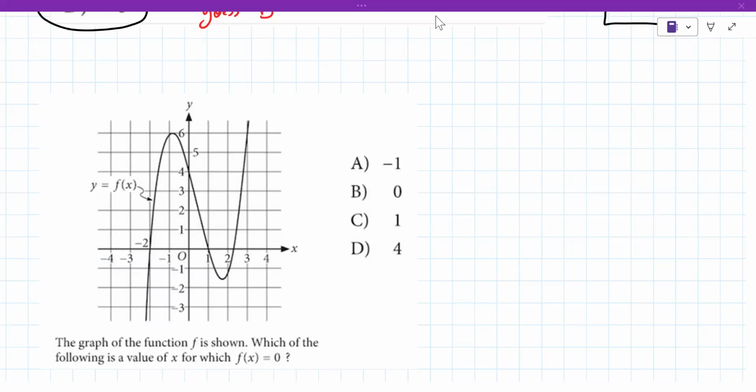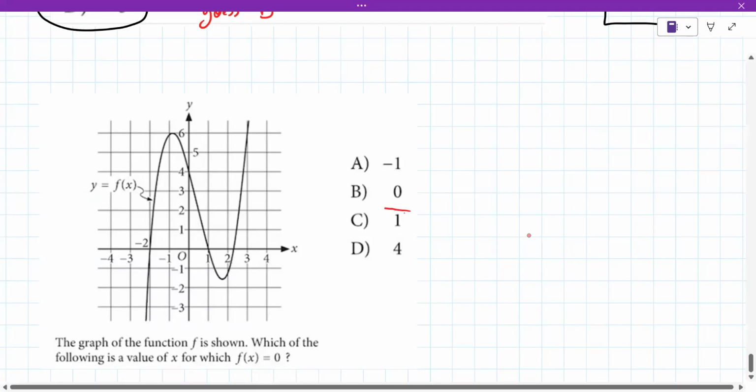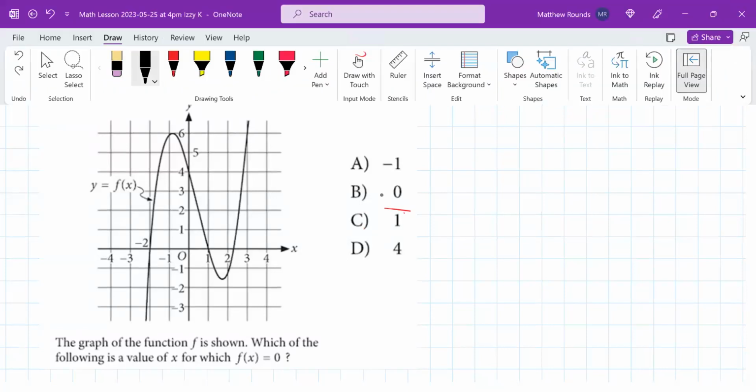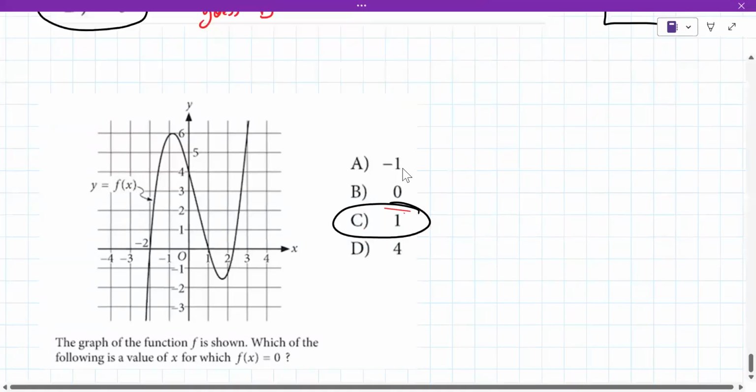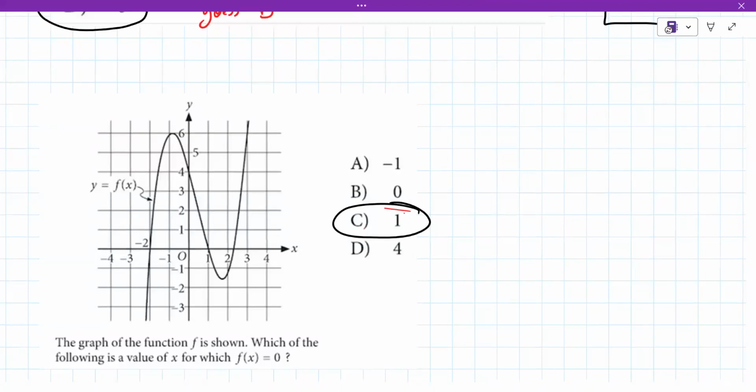Is it C? It is C, yes. Sorry, I got the wrong color out. Yep, good. And again, there's really not much you can get from the answers. They're just numbers. Sometimes they help, sometimes they don't.